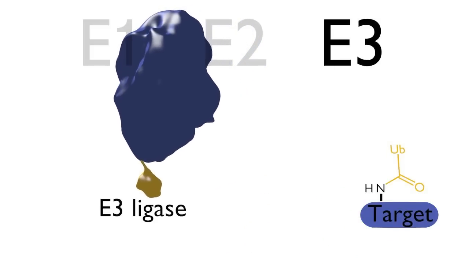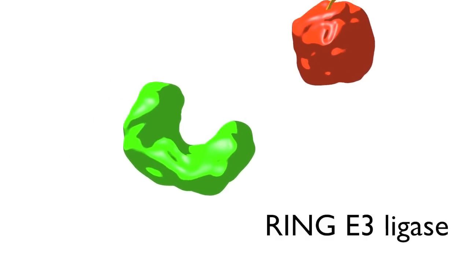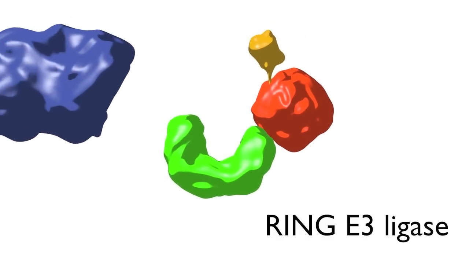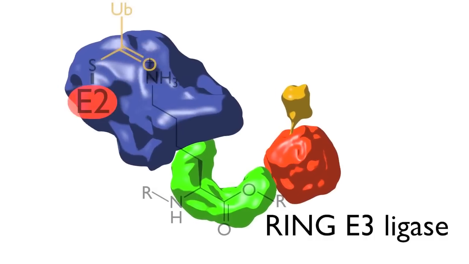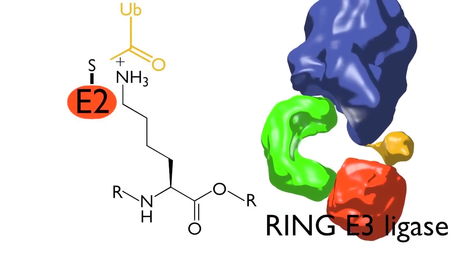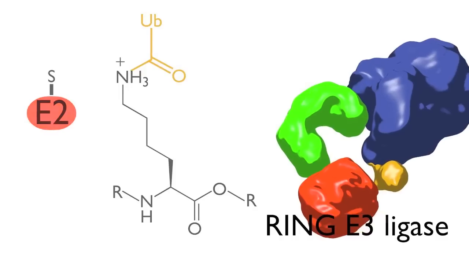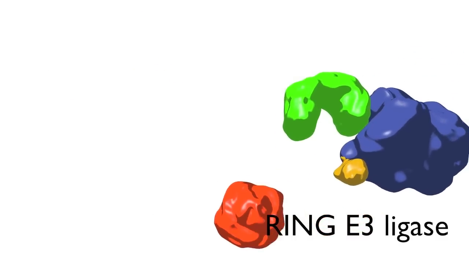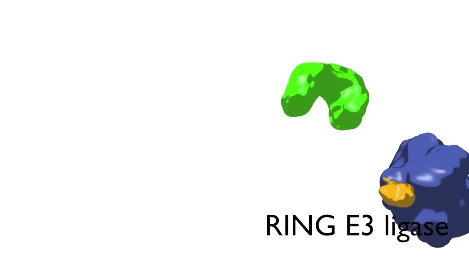Multiple classes of E3 ligases catalyze this last ubiquitin transfer step in somewhat different ways. The most common type are the RING E3 ligases, which contain a so-called RING domain. This domain binds both the E2 ubiquitin conjugate and the substrate, and stimulates the direct attack of the substrate lysine on the E2 ubiquitin thioester. This attack leads to the covalent attachment of the ubiquitin C-terminus to the lysine.